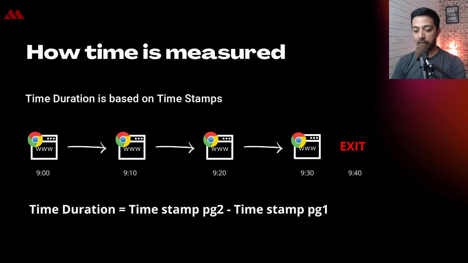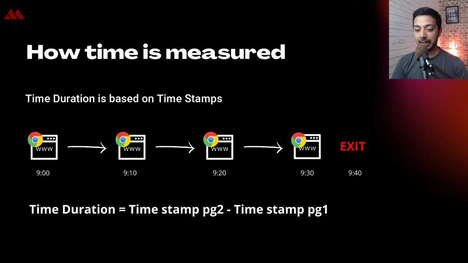So we have a visitor who lands on a page at 9, and then he moves on to the next page at 9:10, and then he moves on to the next page at 9:20, and then the next page at 9:30, and at 9:40 that visitor is out of our website. So whenever this visitor is navigating or moving from one page to another, we know that a different timestamp is getting captured in the Google Analytics cookie, and this is making a complete session of that particular visitor.